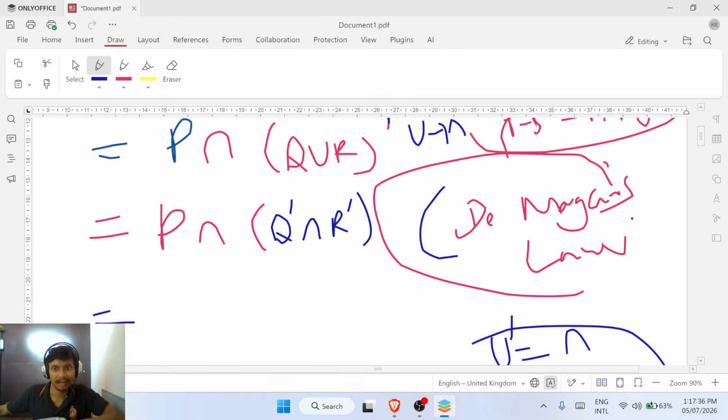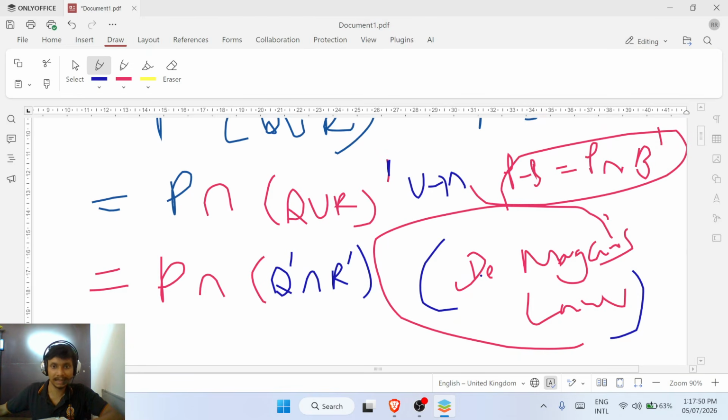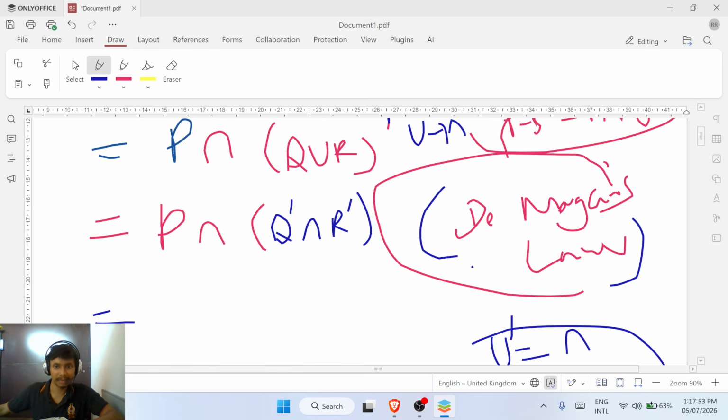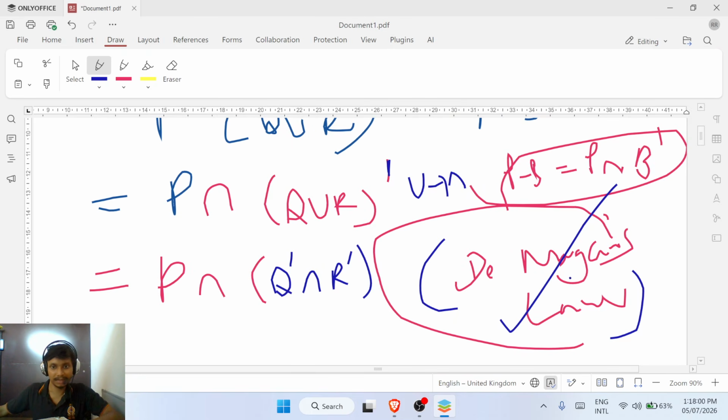Please write this law in circle brackets near this derivation. Therefore, the examiner will understand we have understood the theory. Sometimes they may give marks for this law. Please write this law. How did we derive this equation? We derived this equation using De Morgan's law. That's why we write De Morgan's law here.